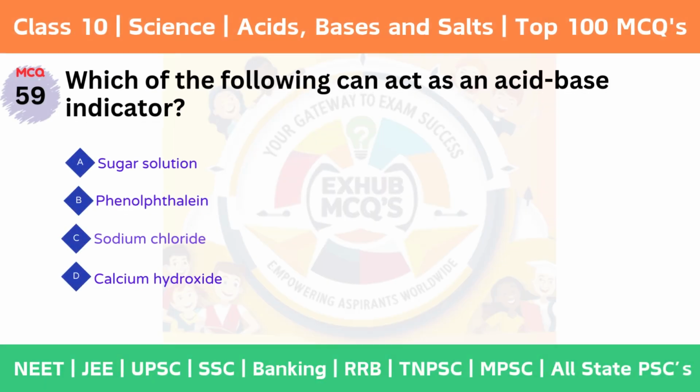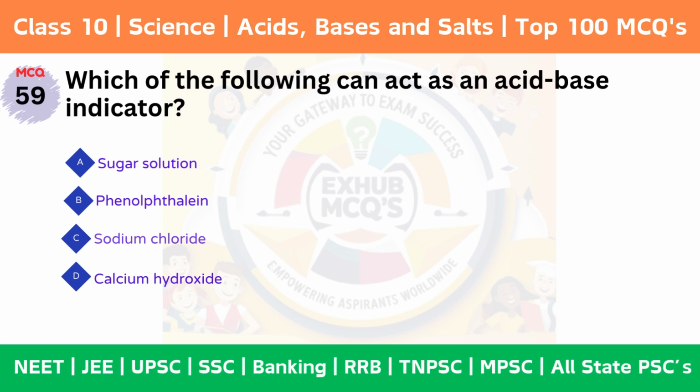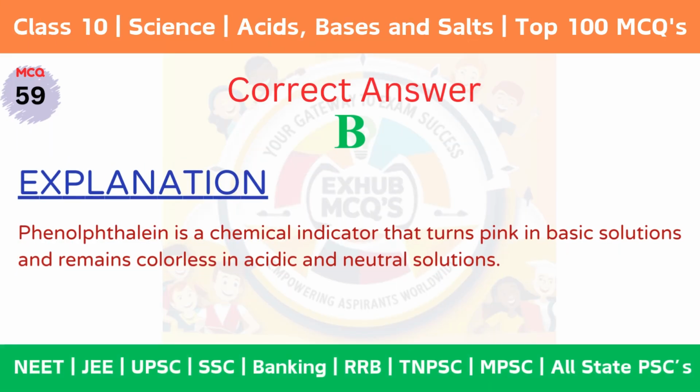MCQ 59. Which of the following can act as an acid-base indicator? Option A, sugar solution. Option B, phenolphthalein. Option C, sodium chloride. Option D, calcium hydroxide. The correct answer is option B, phenolphthalein. Explanation: phenolphthalein is a chemical indicator that turns pink in basic solutions and remains colorless in acidic and neutral solutions. It is widely used in titrations.